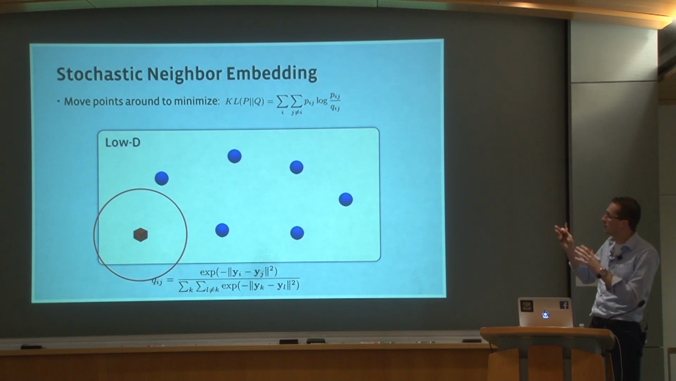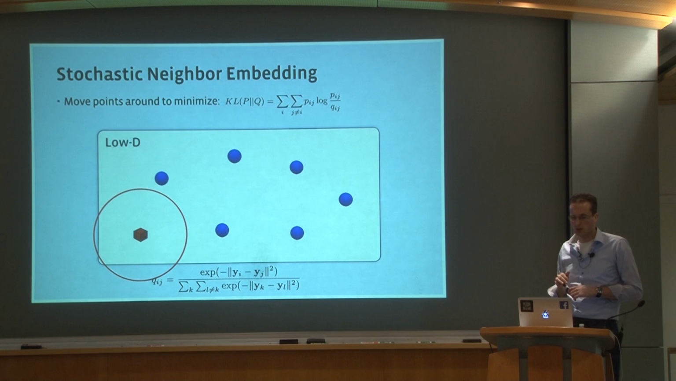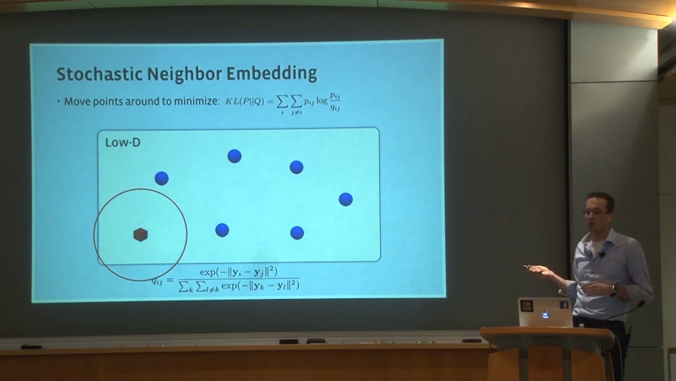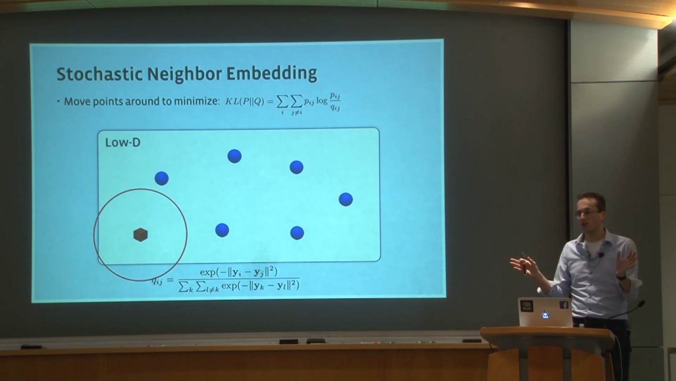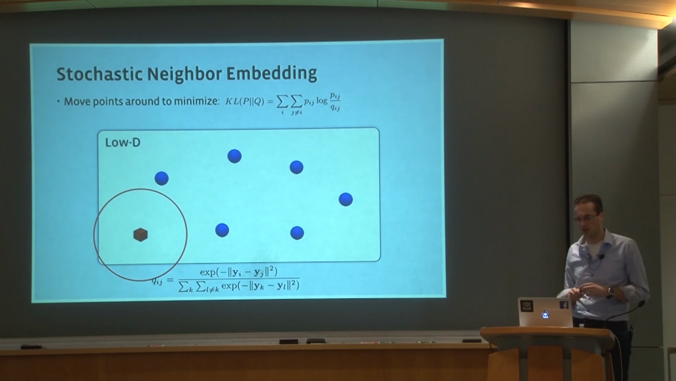This thing has a couple of properties. I'll go into a bit more detail later. But one property is that the Kullback-Leibler divergence between two distributions that are the same is 0, and it's only 0 if the two distributions are the same.